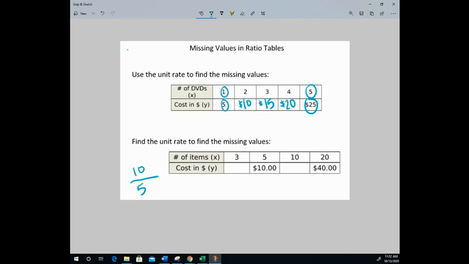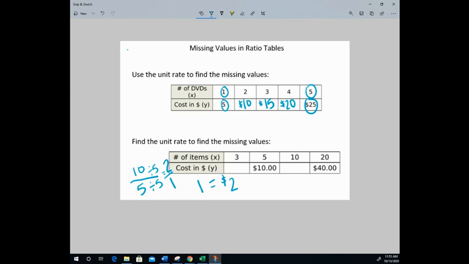Remember, when you're finding unit rate, you want to divide the numerator and denominator by the same number, which is the denominator. So I'm going to divide by 5 here, and I'm going to divide by 5 here. 5 divided by 5 is 1, and 10 divided by 5 is 2. So that means that one item costs $2. So one item equals $2.